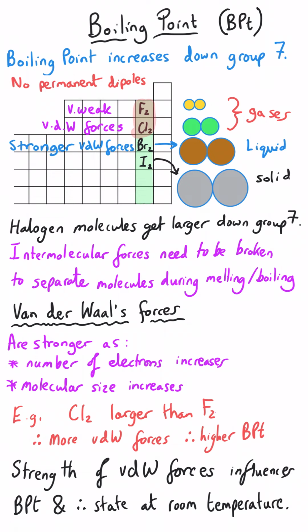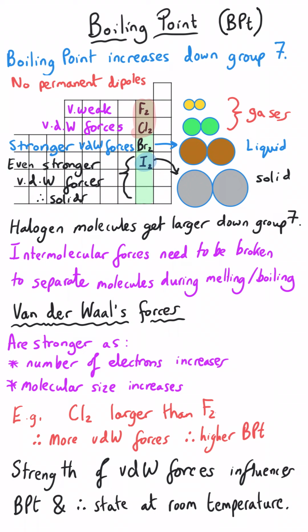Iodine is much larger still, which means stronger van der Waals forces still, and so much so that the melting point of iodine is actually above room temperature. And so iodine is actually a solid at room temperature because there's not enough energy in the iodine molecules to break away from the lattice structure that they have as a solid.